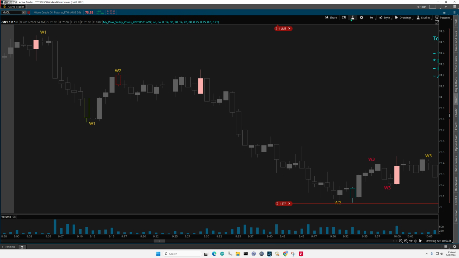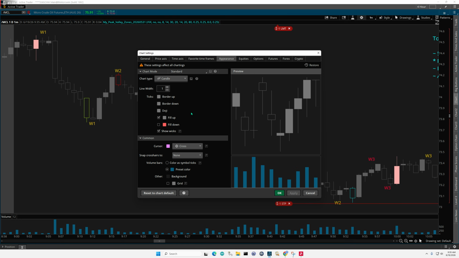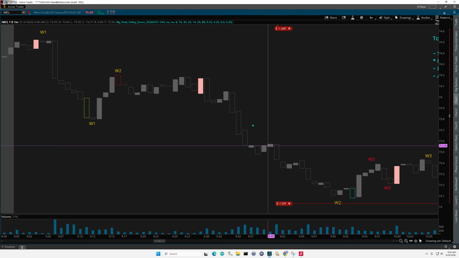So in Thinkorswim, you actually have the ability to turn those off. I'll show you how to do that. You can go to Appearance tab, and uncheck Show Wicks. Click OK, and that removes the tails and the wicks. So I'll leave those off for this video.